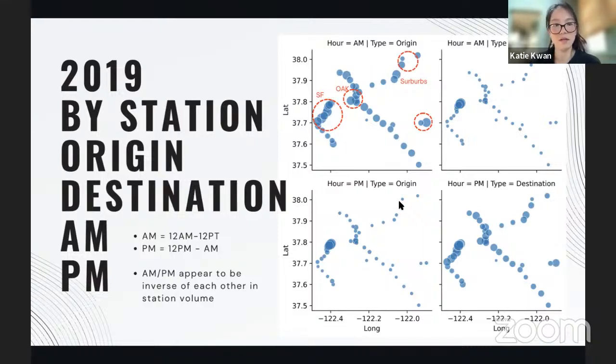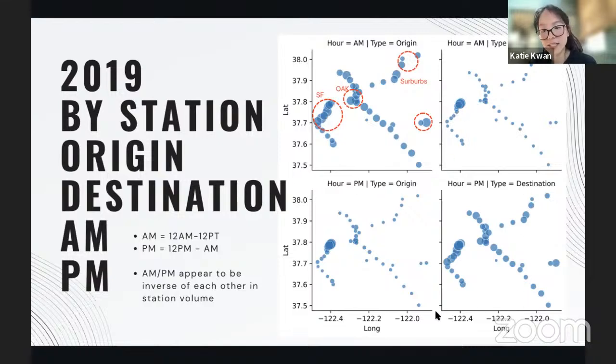What you can see here is that people are using the BART stations fairly equally in the morning as an origin. In terms of their destinations in the morning, it's mostly consolidated to San Francisco downtown. You can see a big change in size. Everything else is a small dot, and then you see it grow, centering around San Francisco.